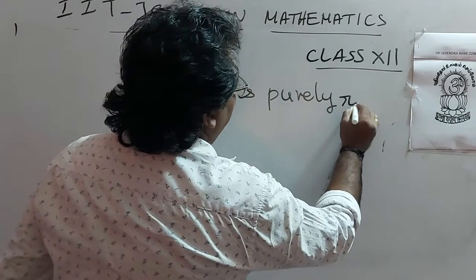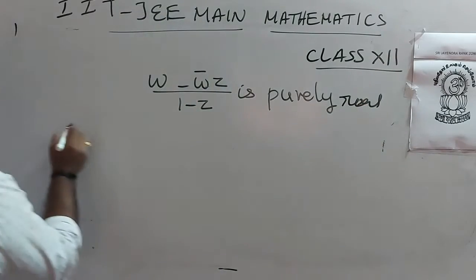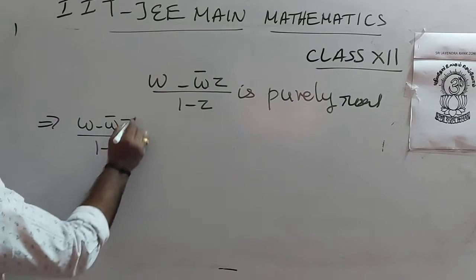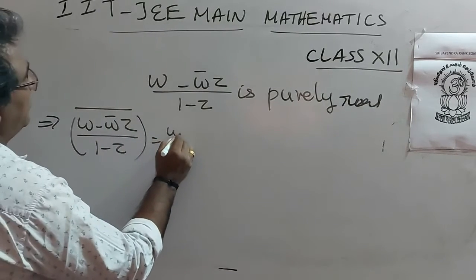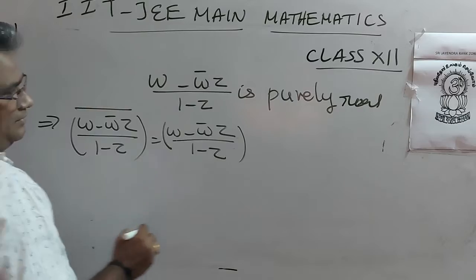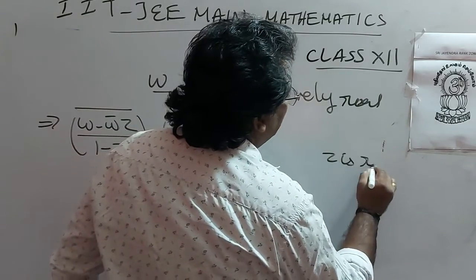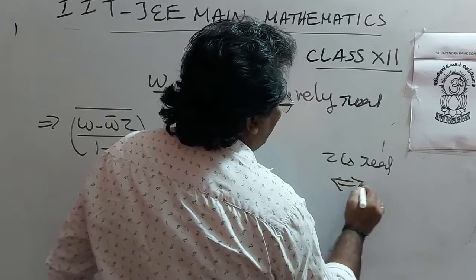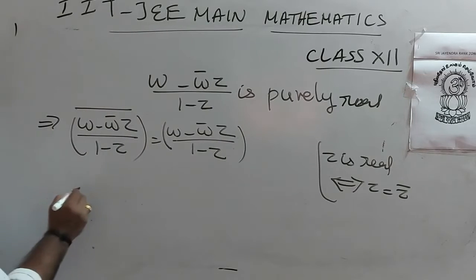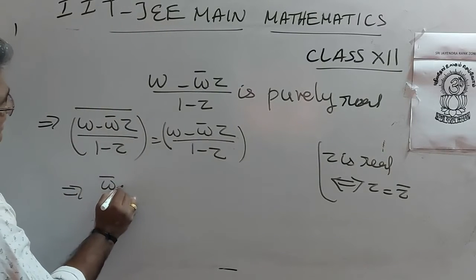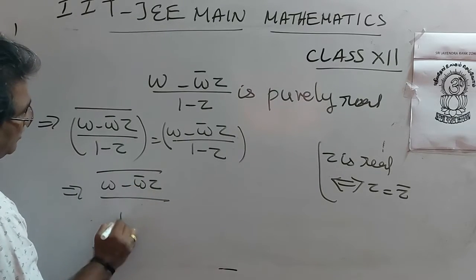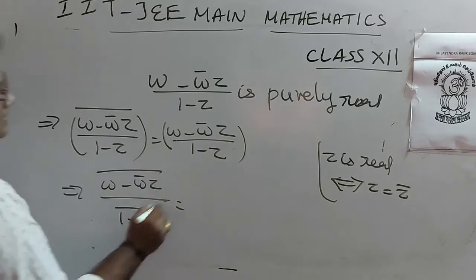This is purely real, which implies the conjugate of (omega minus omega bar z) divided by (1 minus z) equals (omega minus omega bar z) by (1 minus z). z is real if and only if z equal to z bar. Using the concept, you can write this. Then applying conjugate separately in the numerator and denominator, you get like this.